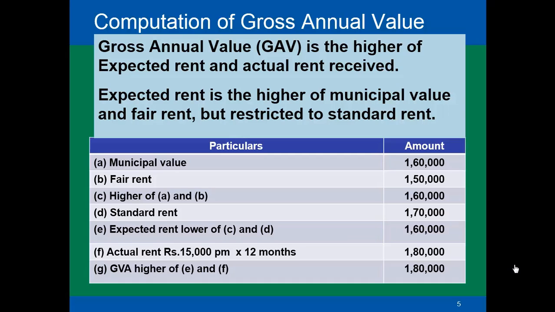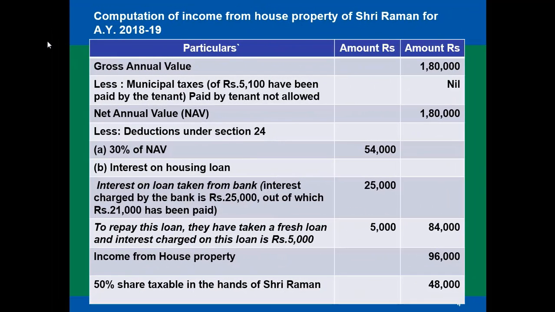Now the actual rent in the question is given as 15,000 per month. So for the whole year the actual rent will be 1,80,000. So the gross annual value will be higher of the expected rent or the actual rent. So here the actual rent is higher than the expected rent. So the gross annual value will be 1,80,000. So let us compute the income from house property of Shri Raman for the assessment year 2018-19.